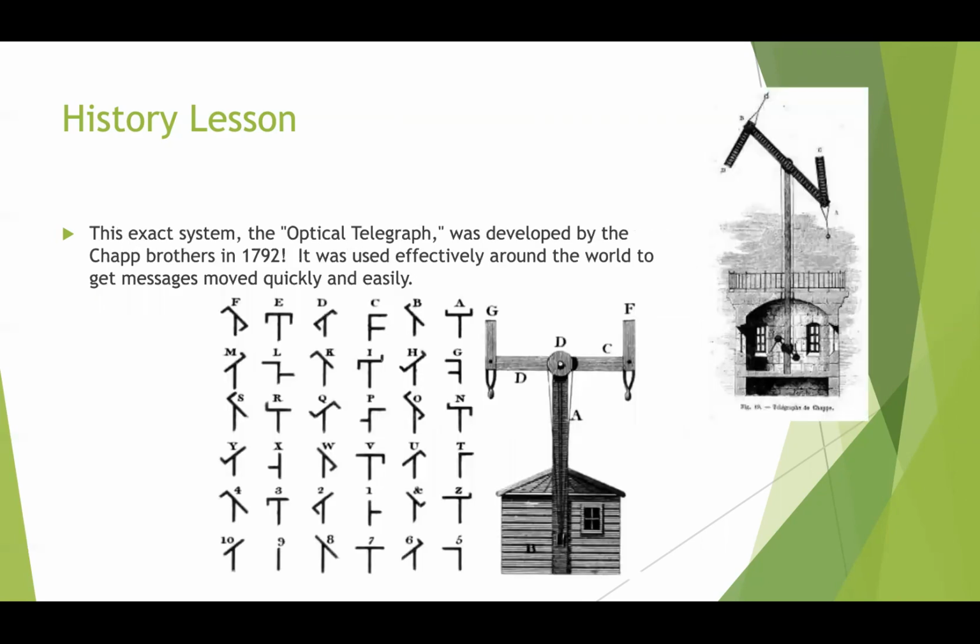This exact system is called the optical telegraph, developed by the Chappe brothers in 1792, believe it or not. When you think about that, that's well before any radio stuff ever happened, right? And they figured out that, hey, if we make some patterns and we assign each letter to a pattern, or each pattern to a letter, we can actually make patterns that are visible from a far distance.